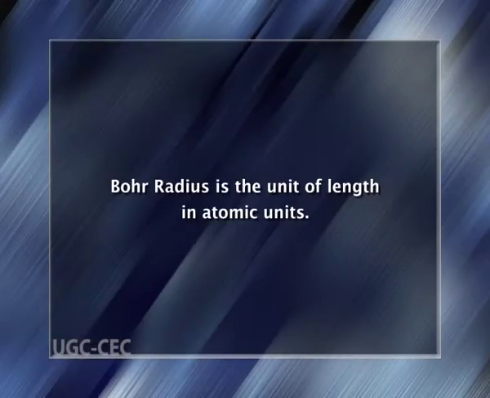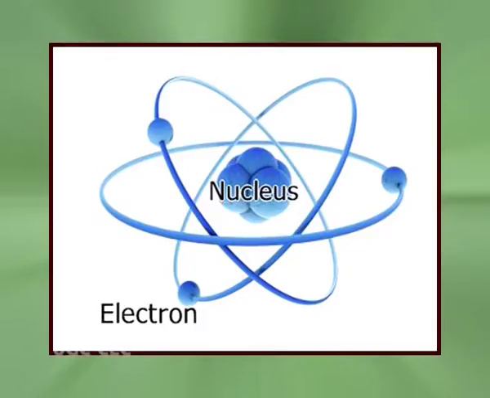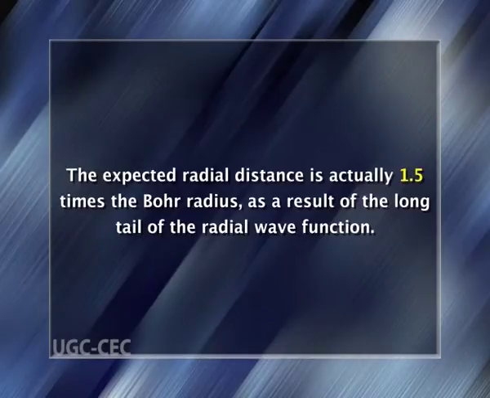Although the Bohr model is no longer in use, the Bohr radius remains very useful in atomic physics calculations, due in part to its simple relationship with other fundamental constants. For example, it is the unit of length in atomic units. An important distinction is that the Bohr radius describes the most probable radial distance of the electron, not its expected radial distance. The expected radial distance is actually 1.5 times the Bohr radius as a result of the long tail of the radial wave function.